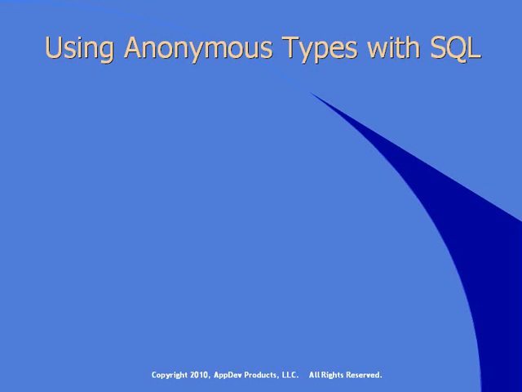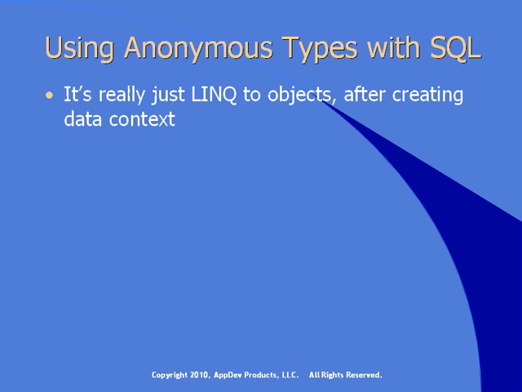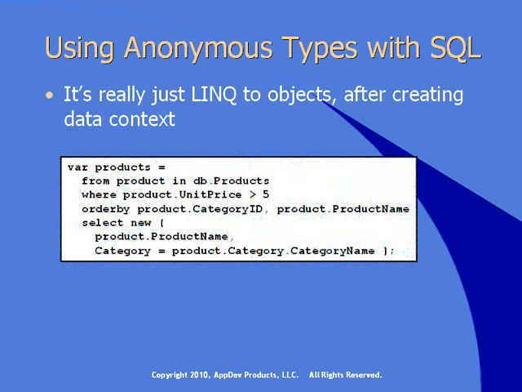Just as you can use anonymous types with any other kind of LINQ expression, you can use them with SQL, because really all you're doing is LINQ to objects once you create that data context. So the code might look something like this if you want to retrieve not the field named category name, but you want to call it category in your output.